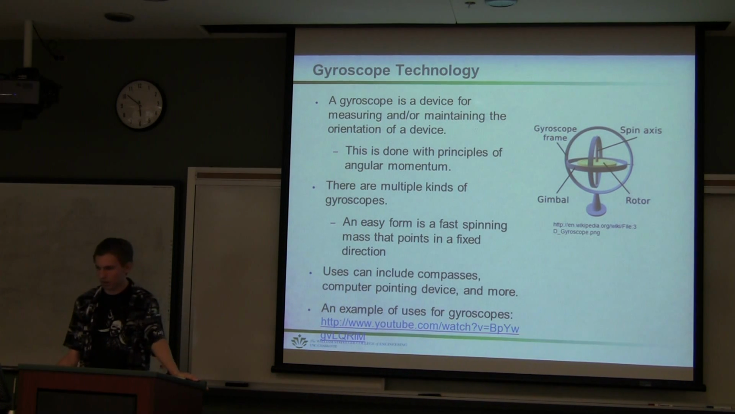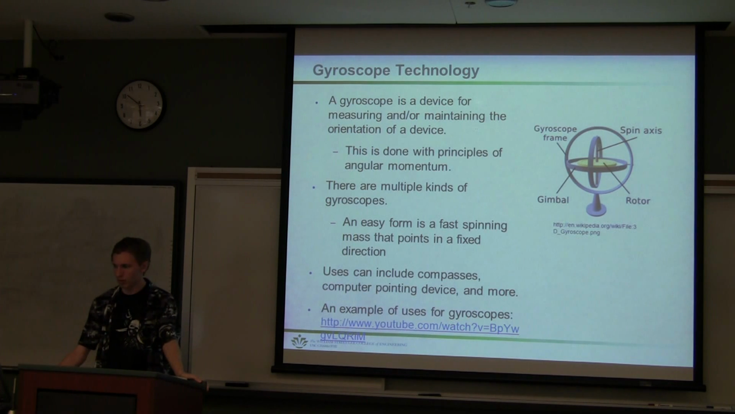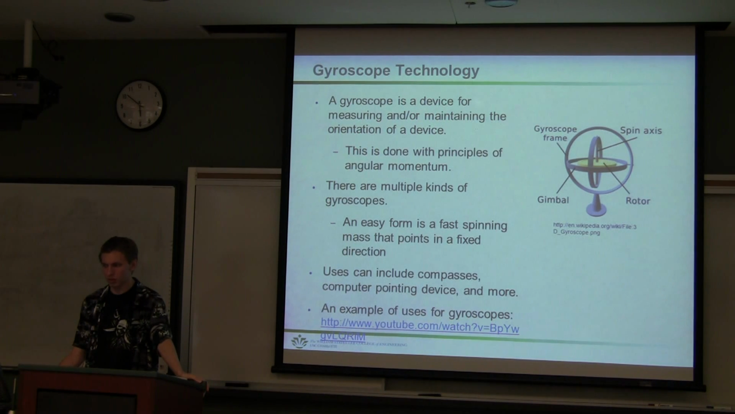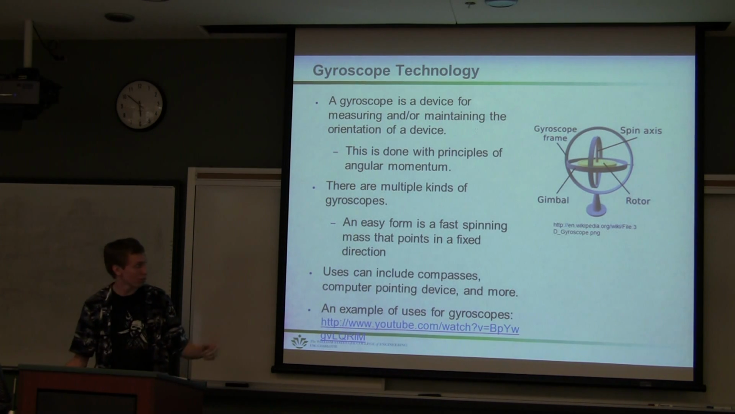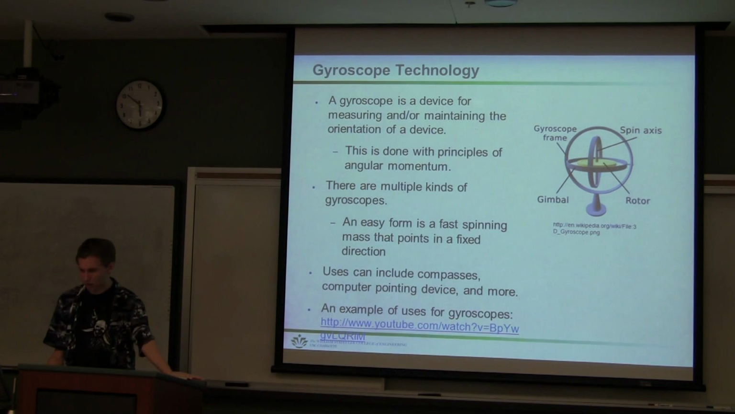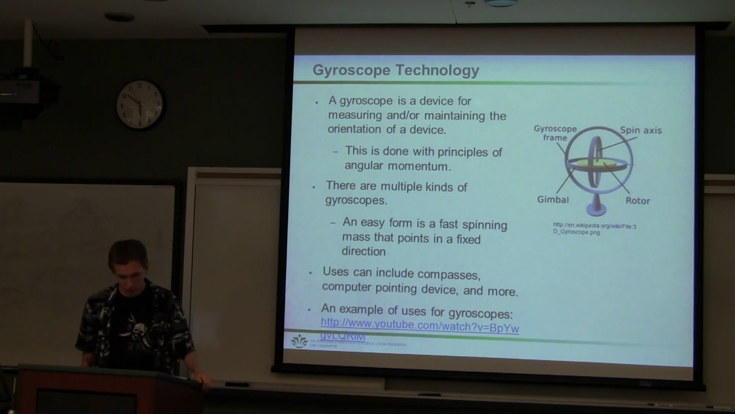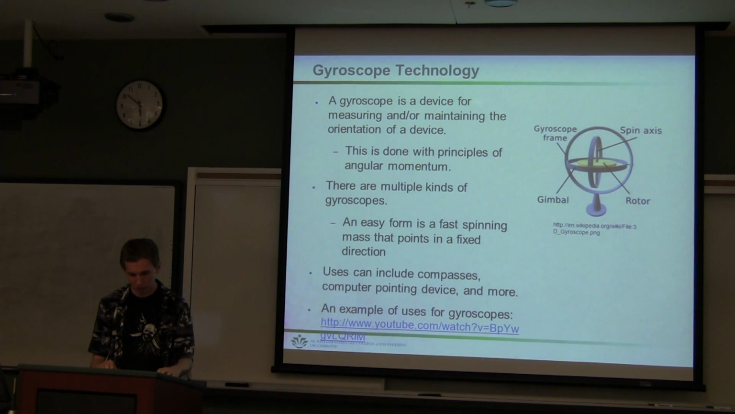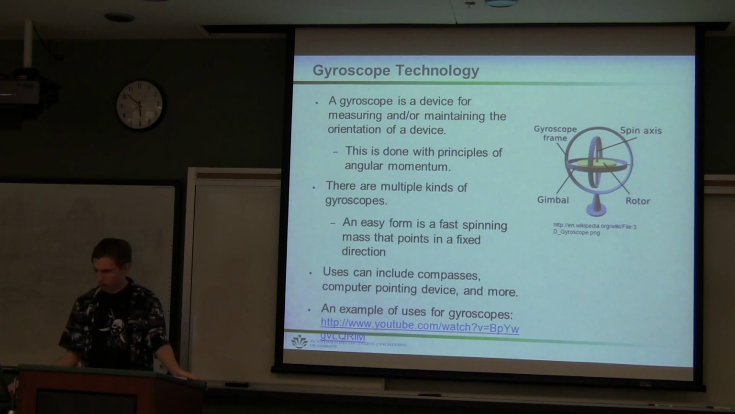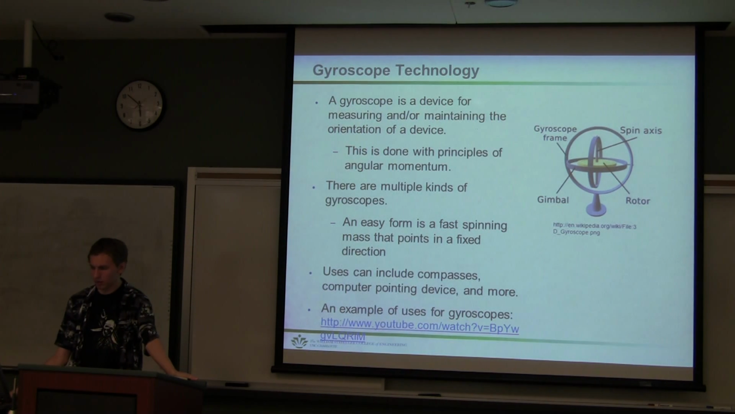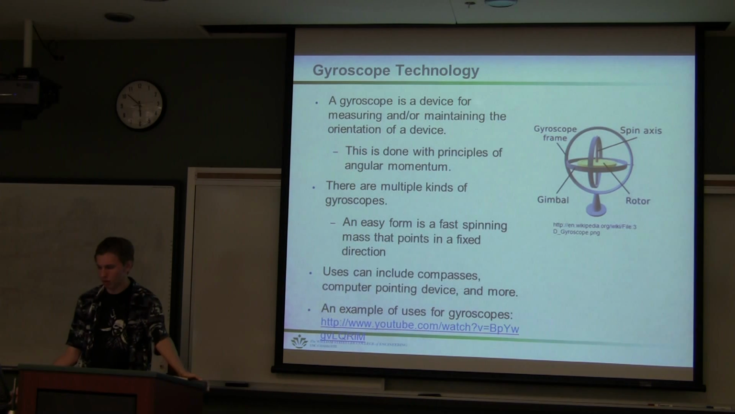There are multiple kinds of gyroscopes. An easy form is a fast spinning mass which points in a fixed direction, which is what's shown in the image. An example of another gyroscope would be an attitude reference gyroscope used to sense or measure pitch, roll, and yaw of an aircraft. Uses of this can include compasses, computer pointing devices, and more.